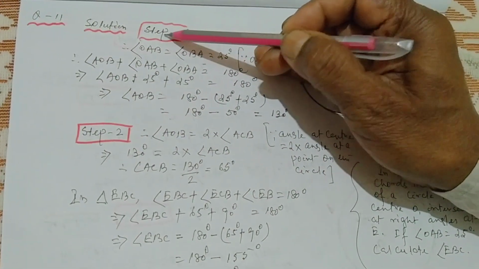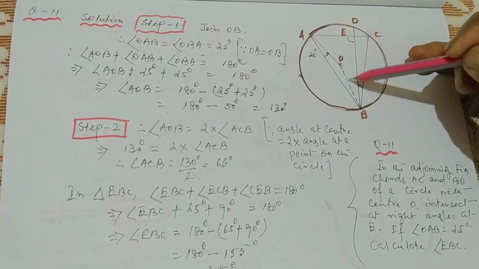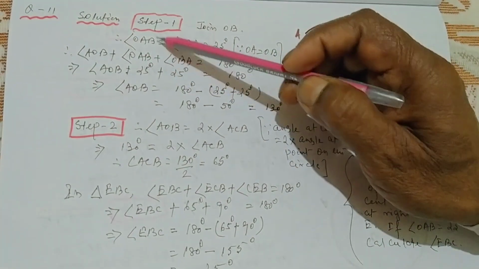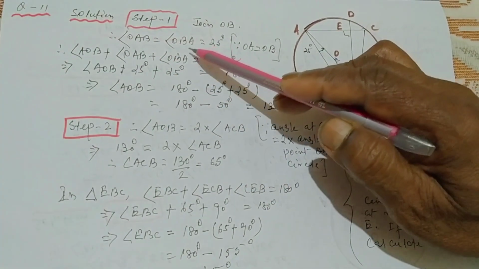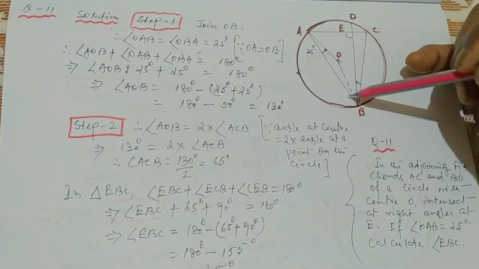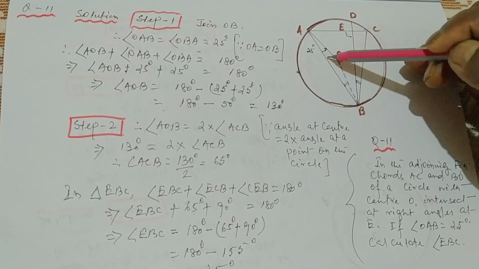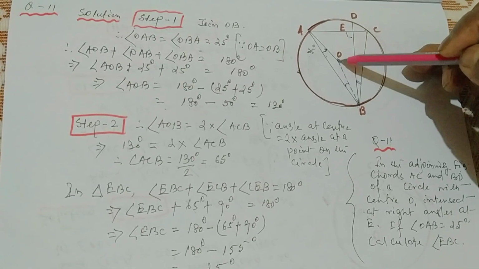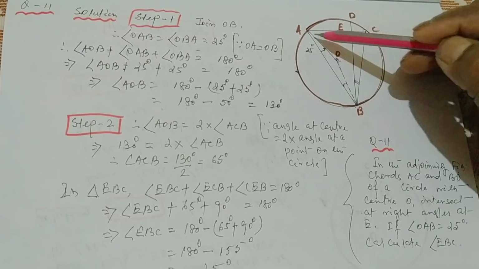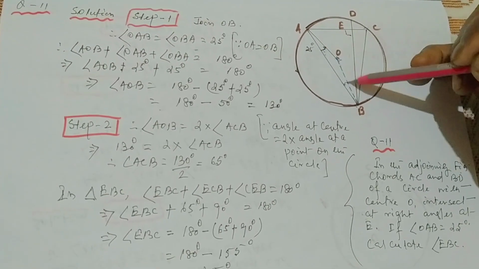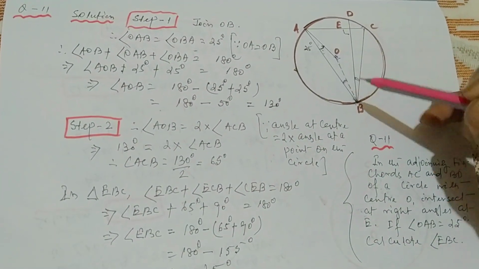Now step 1, join OB. इसको join कर दिया गया OB को. Therefore angle OAB is equal to angle OBA. These two angles are equal. Why? Because these two sides are equal. OA equal to OB, both are the radii of the circle. That is why the value of these two angles are equal. That equal to 25 degree.